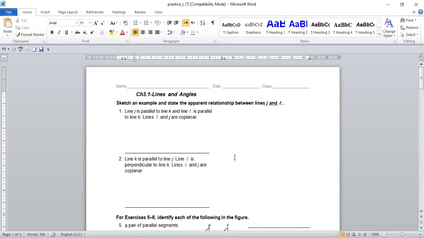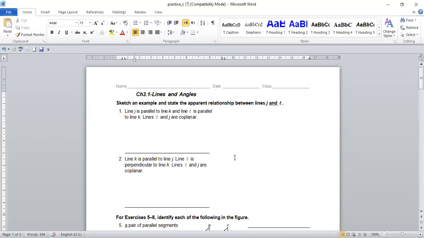So I wanted to start with chapter 3. We'll be doing it lesson by lesson. So let's go on and let's try to do this. The first lesson was about lines and angles. Okay, we have learned about different types of angles and different types of lines. So for question number 1, you just have to draw what they are saying.